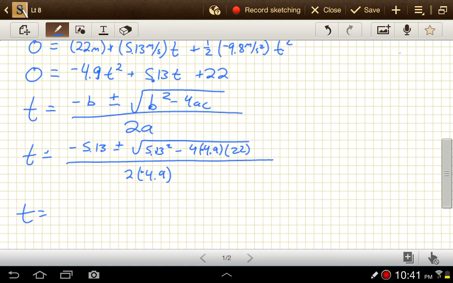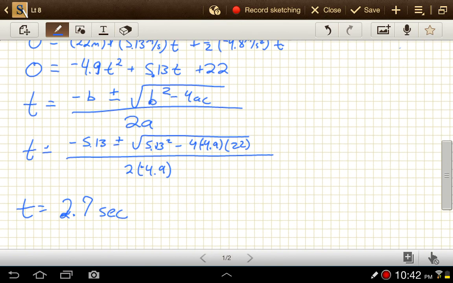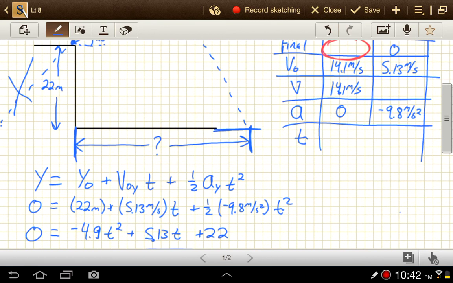Okay, and it looks like we need to do the negative one on this one. So minus, alright, and divided by negative 9.8. Alright, wow, that takes a little while, but time is 2.7 seconds. There we go. Okay. So, definitely, if you've got that solver built into your calculator, if you know how to solve this by graphing, that's the way I would go. This quadratic formula, yuck. So, that's 2.7 seconds.